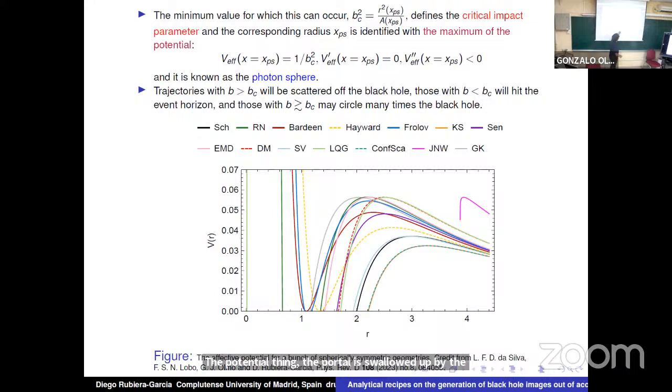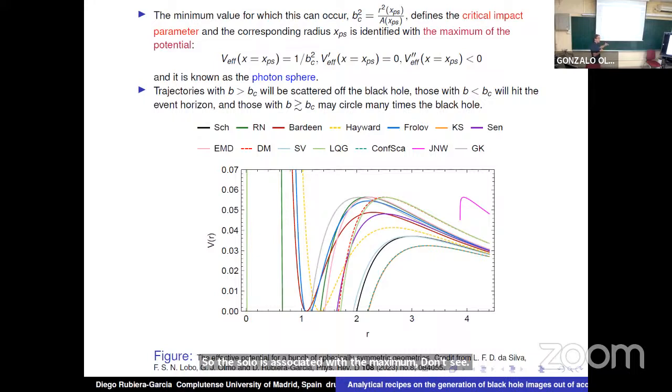Because of this, usually the shadow is assimilated with the maximum of the potential. Why? Because obviously, photons that go above the maximum are never going to be seen again, while photons below the maximum are going to be reflected back. So you get an image. So the shadow is associated with the maximum of the effective potential. Photons above, not seen again. Photons below, they produce an image.